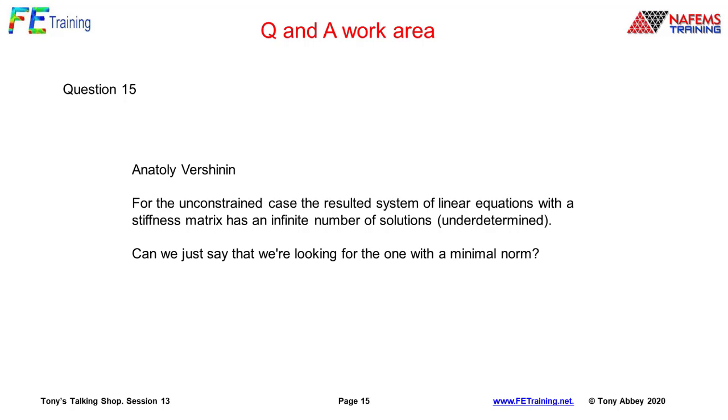Anatoly asks, for the unconstrained case, the resulting system of linear equations with a stiffness matrix has an infinite number of solutions, underdetermined. Can we say that we're looking for one with a minimal norm? That's kind of part of it.